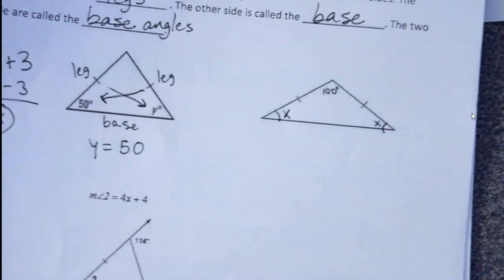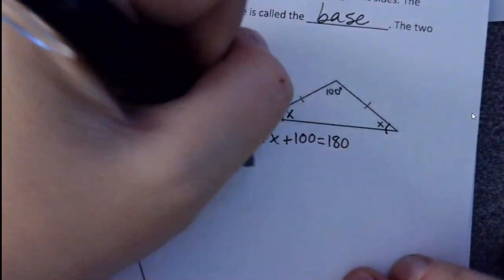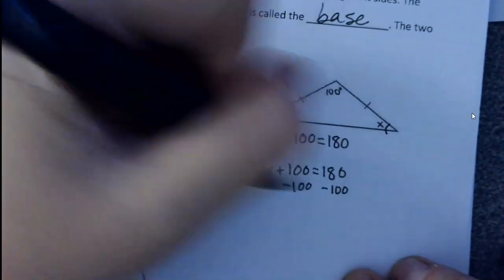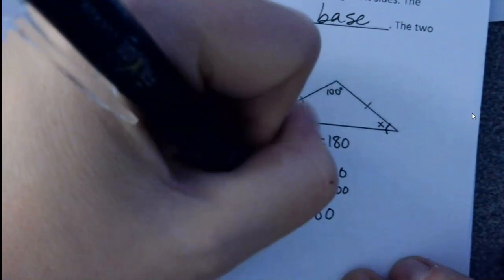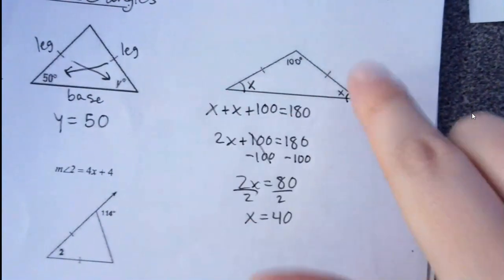There's a couple different ways to solve this. One way is to set it up like this: x plus x plus 100 equals 180. You can solve it like that. Get 2x plus 100 equals 180. Okay, and essentially solve it all the way down until x equals 40. Each of these angles are 40.